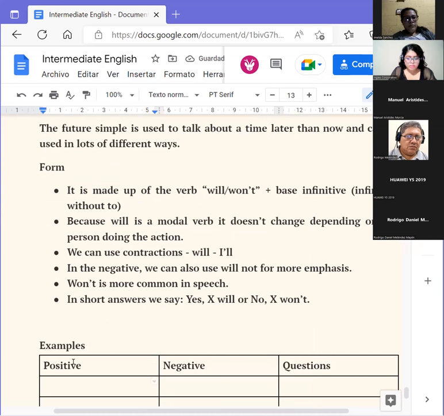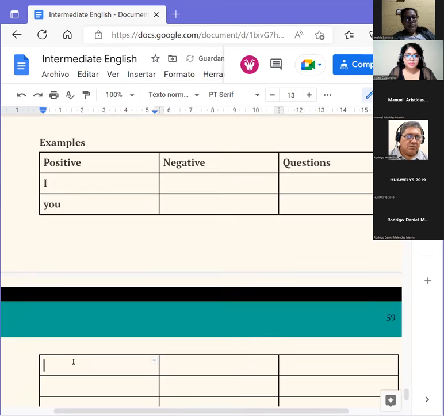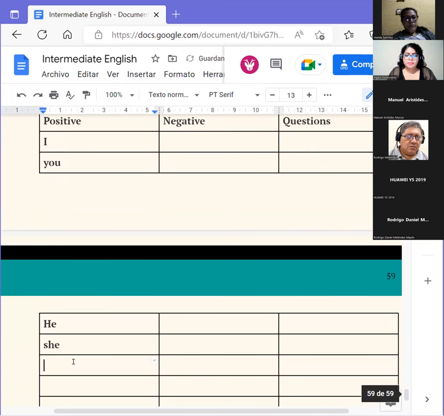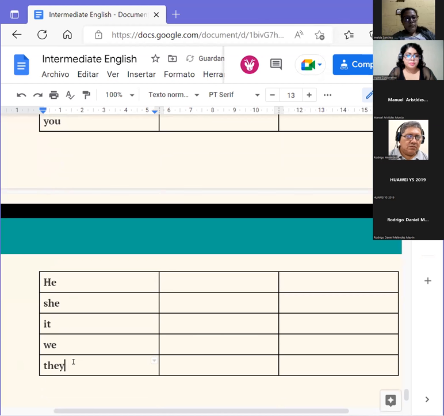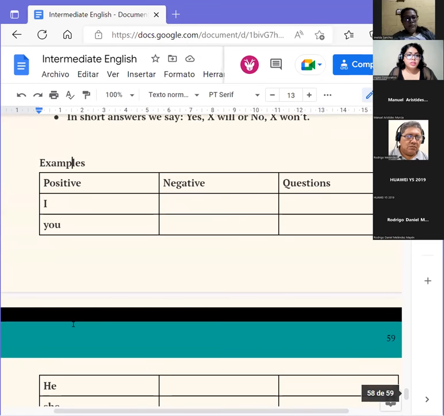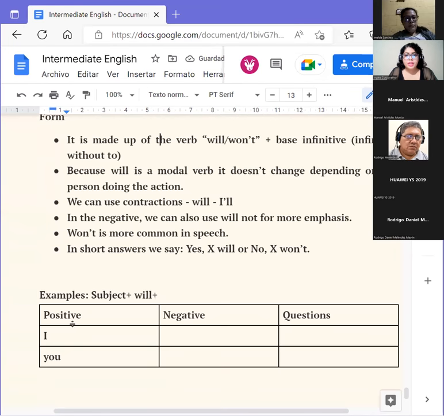So we are going to use the subject or the pronoun: I, you, he, she, it, we, and they. Then we are going to use will. That is the structure that we are following. So in this case, I will write the structure. It's really simple. We have the pronouns or the subject, plus will, plus the base infinitive. And in some cases, we can add a complement.